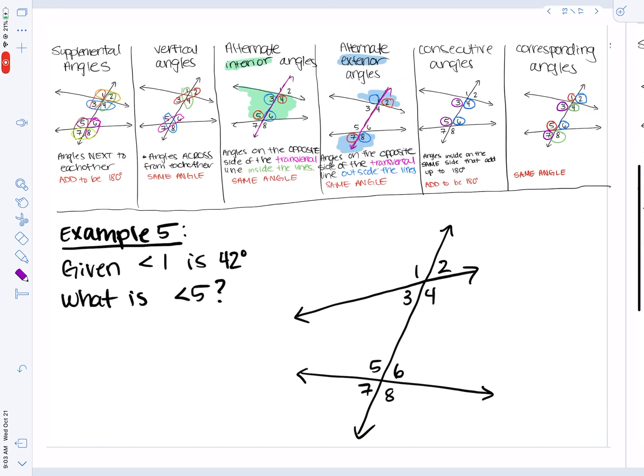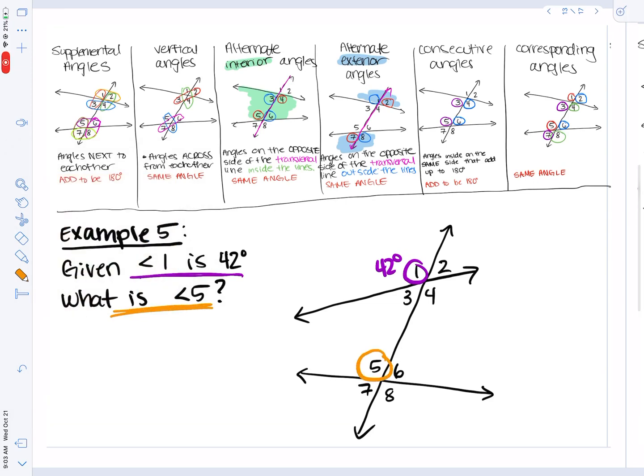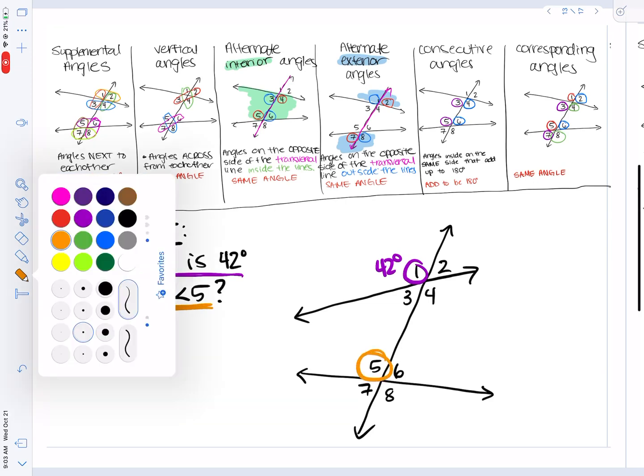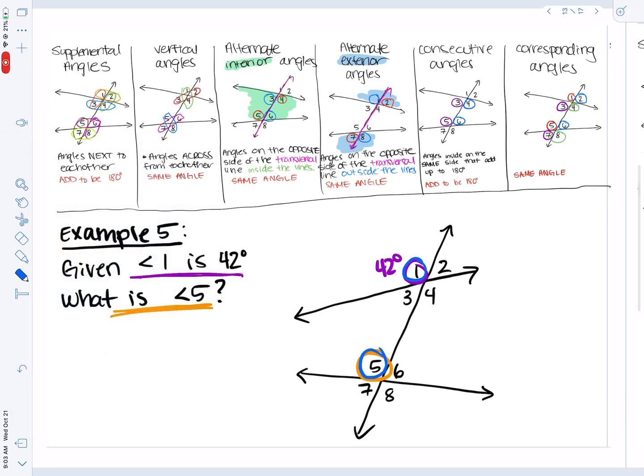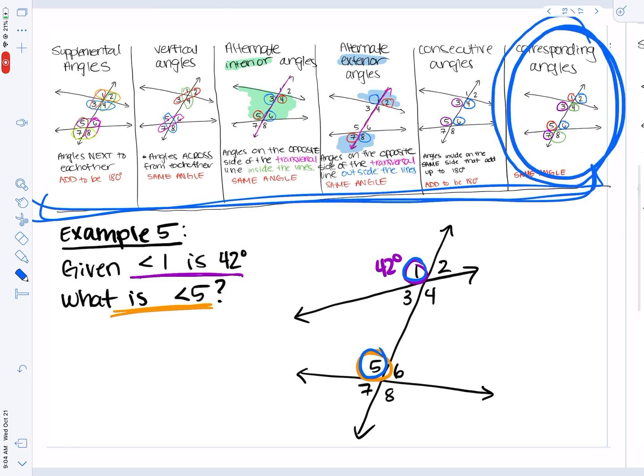Example 5. Given angle 1 is 42 degrees, what is angle 5? We're looking for angle 5. So looking at these two angles, this one and this one, don't worry about the other ones. What rule would I use? Very good. We are going to use corresponding angles. So we know this one, it says same angle. It's the same as this one. So angle 1 is the same as angle 5. So what is angle 5? Very good. Angle 5 is 42 degrees.